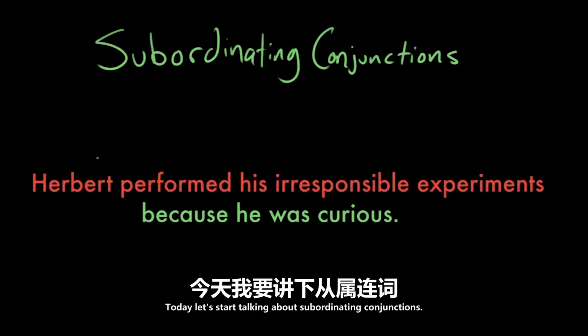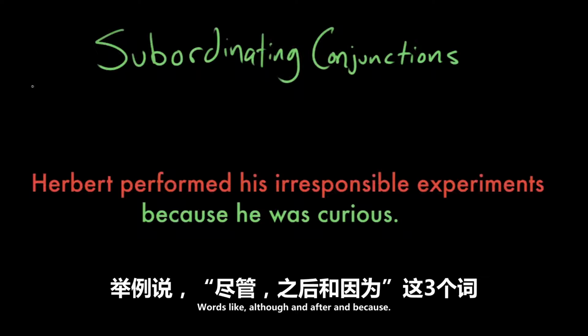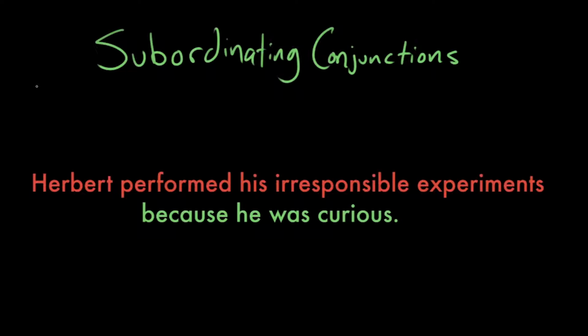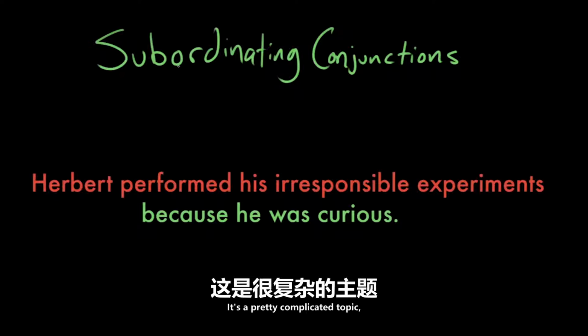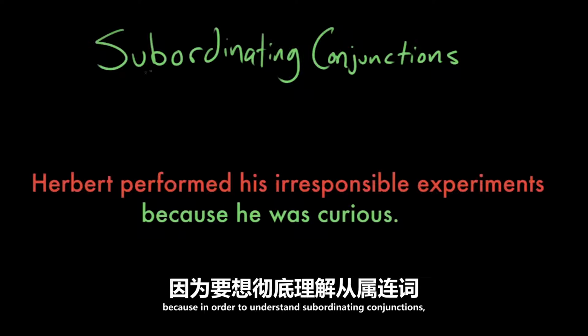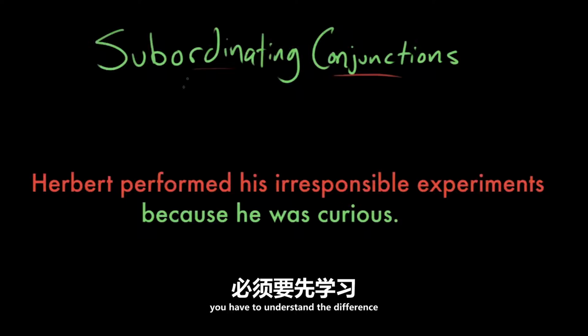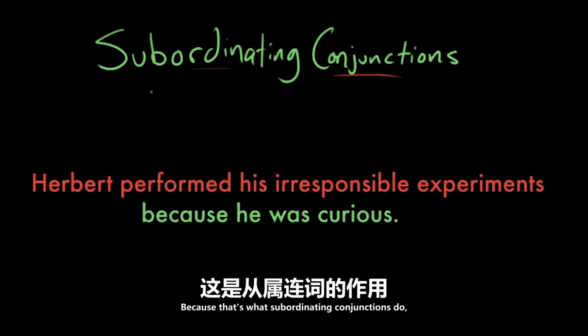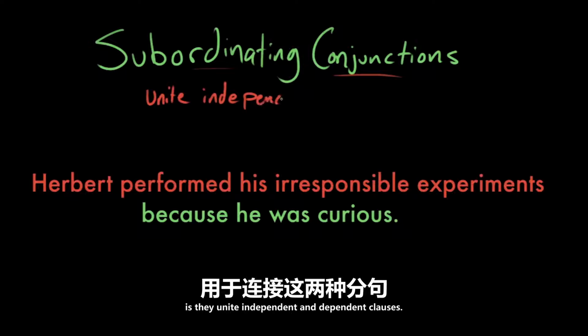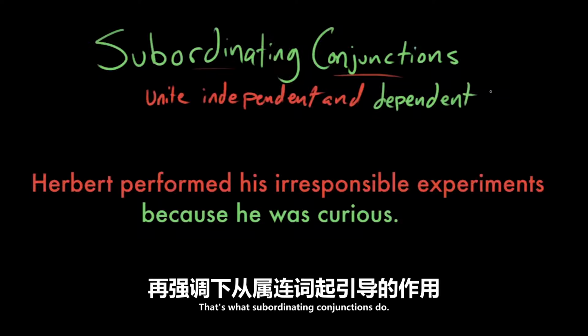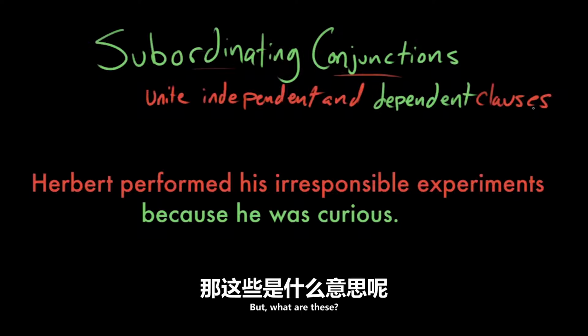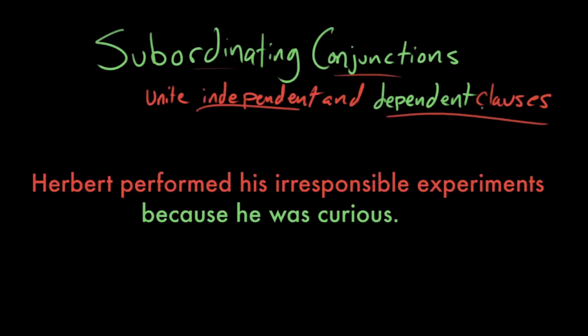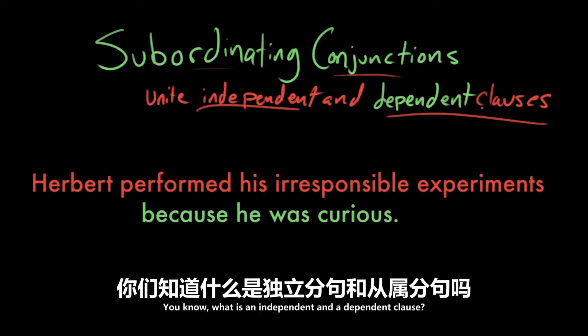Hey, grammarians. Today, let's start talking about subordinating conjunctions, words like although and after and because. This is a pretty complicated topic, because in order to understand subordinating conjunctions, you have to understand the difference between an independent and a dependent clause, because that's what subordinating conjunctions do. They unite independent and dependent clauses. But what are these? What is an independent and a dependent clause?